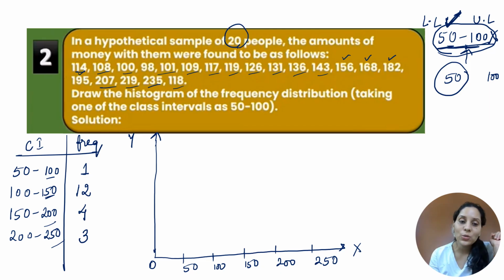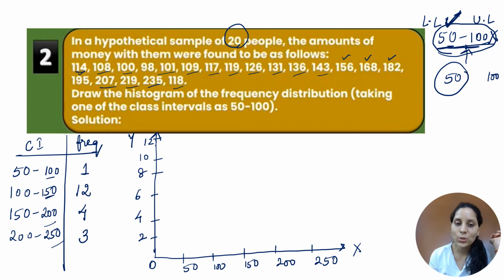Now, 50 to 100. These are the frequencies. On the y-axis, you always write the frequency. In a bar graph, histogram, line graph, all the graphs, the y-axis is frequency. Now, I can take maybe the difference of 2: 2, 4, 6, 8, 10 and 12.